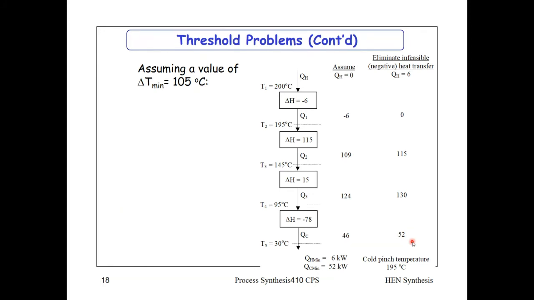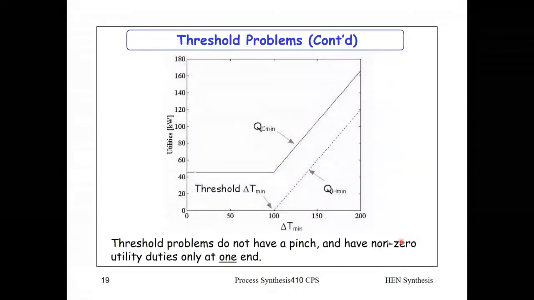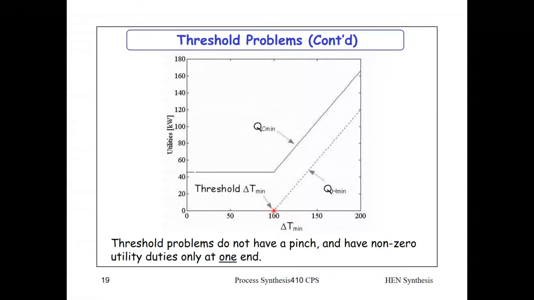Okay. What that means is at a certain threshold temperature. So looking at our problem at 100 degrees C, that is where you start getting pinch problems. When the delta T min equals 100 degrees C, here's delta T min on the x-axis. And when we made it 105 degrees C, we needed 6 kilowatts of steam. And instead of 48 down there, we needed 54. Yeah, 54 kilowatts up there.